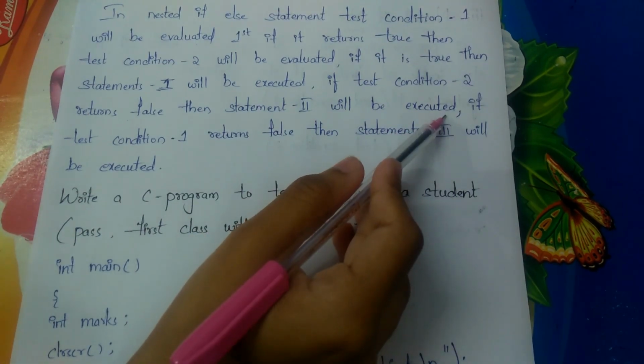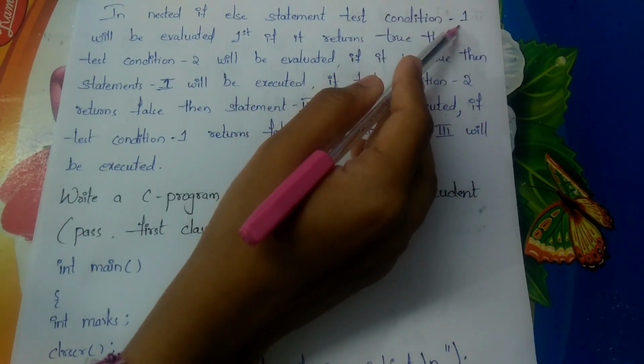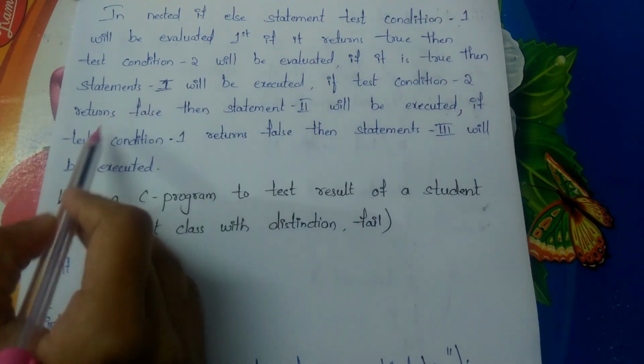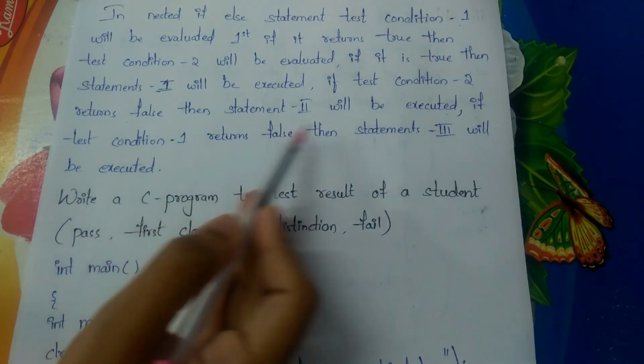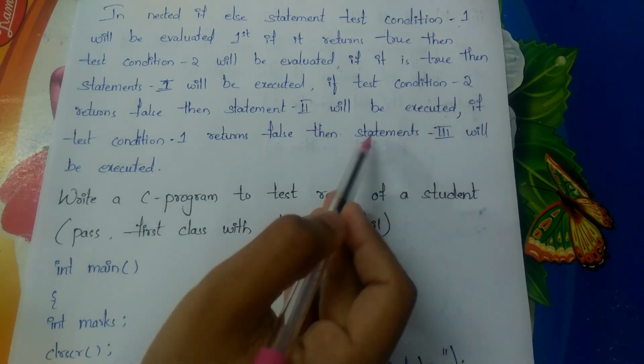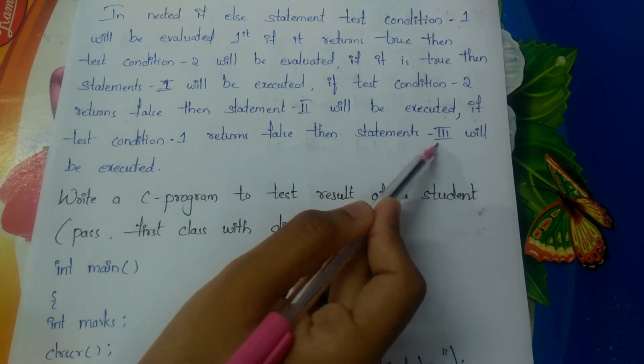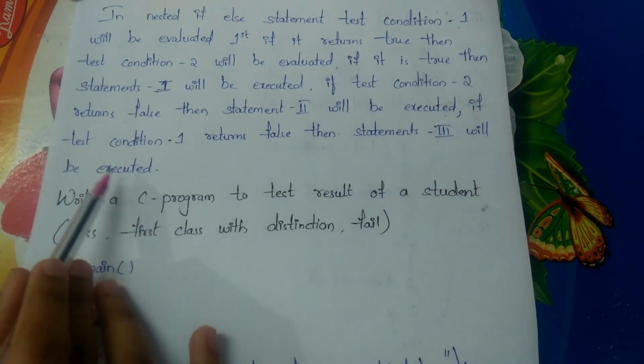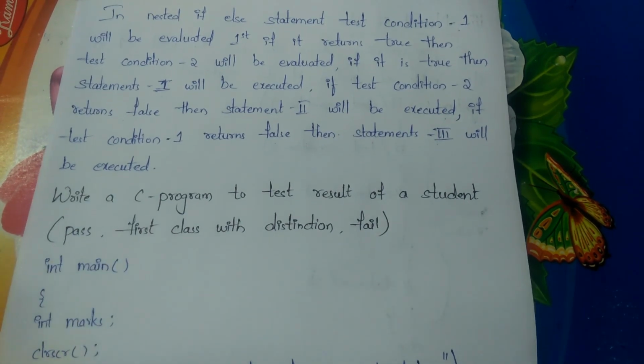Now after this, for the test condition 1, we also have a chance of getting false. So if test condition 1 returns false, then statement 3, which is present in the last else block, will be executed. This is about the nested if.